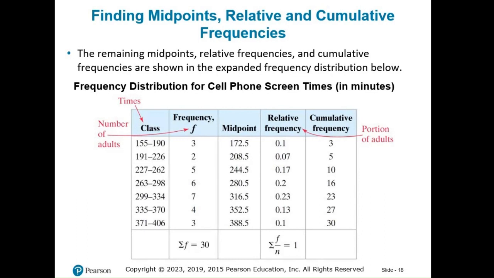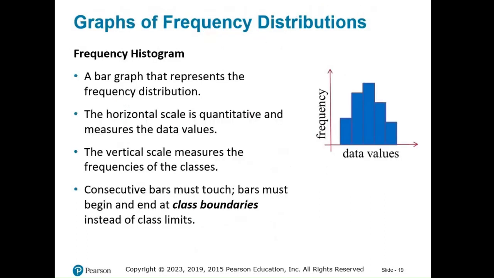The first way is called a frequency histogram. A frequency histogram is a bar graph that represents the frequency distribution. The horizontal scale, that's going across, is quantitative, that means numbers, numeric, and measures the data values. The vertical scale measures the frequencies, or f, of the classes. Now, what separates a histogram from a typical bar graph is that the consecutive bars must touch.